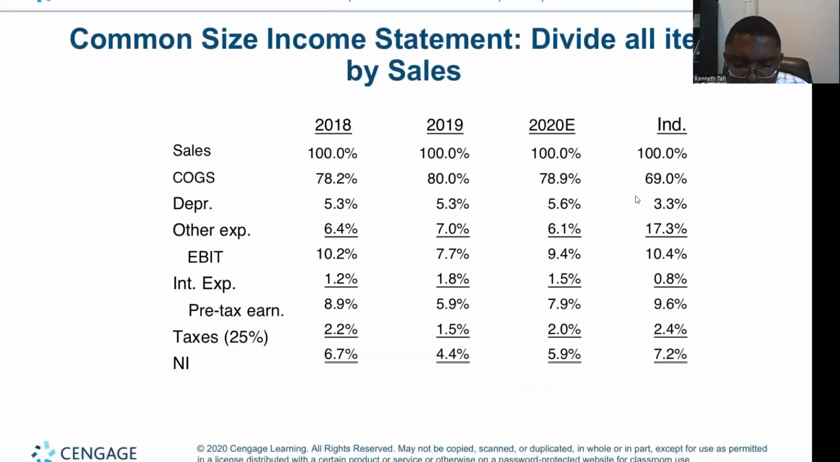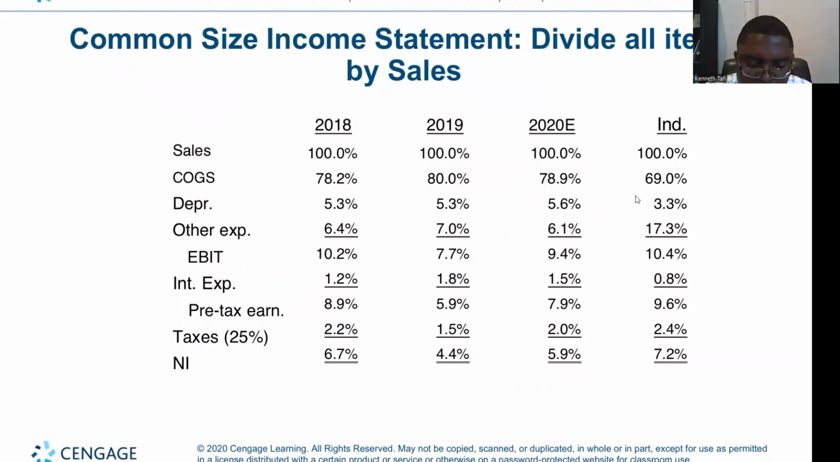All right, the common size income statement. So we've seen common size balance sheet, now the common size income statement. We divide all items by sales. The common size income statements help to facilitate comparison of income statements over time and across companies.